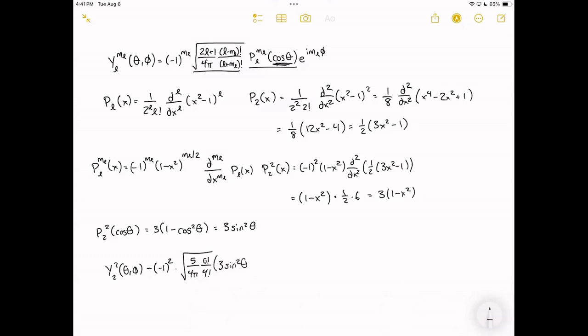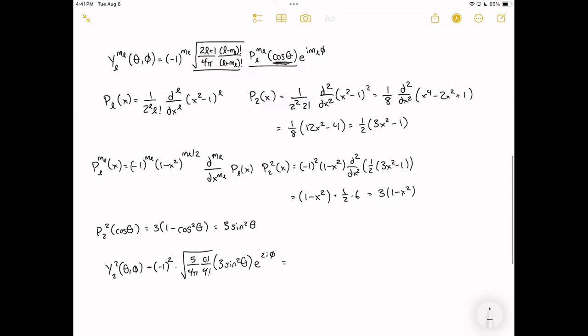sine squared theta. And then we have e to the 2 pi phi. And we could simplify that if we would like to 3/4 times the square root of 5 over 6 pi times sine squared theta times e to the 2i phi. Now, the next step is to make this function real.